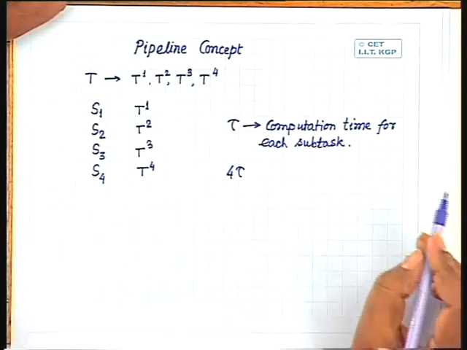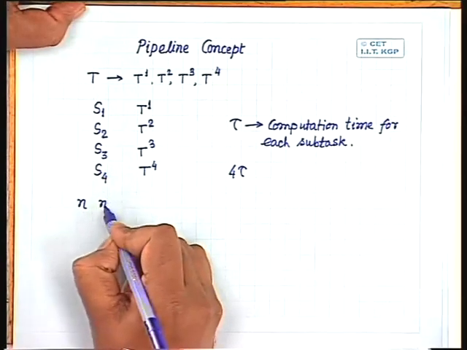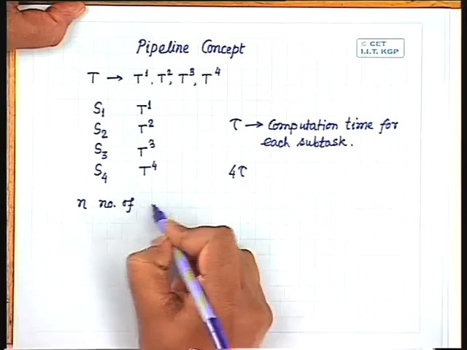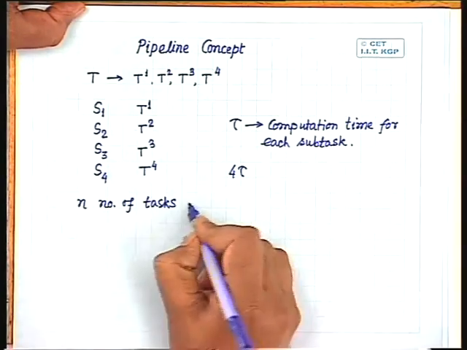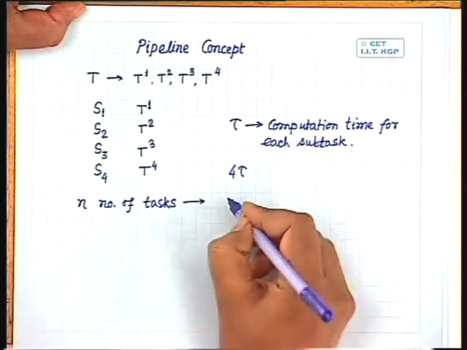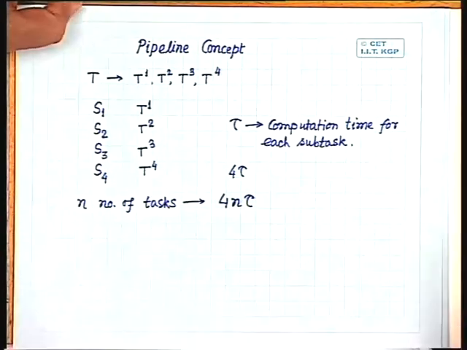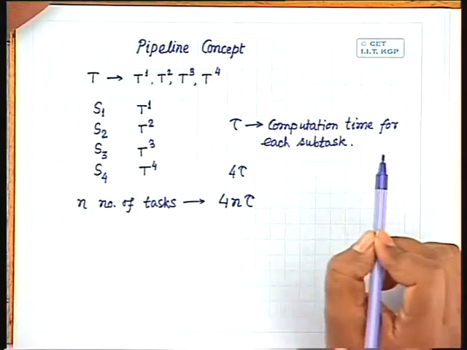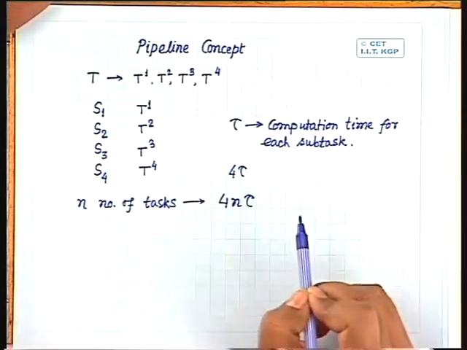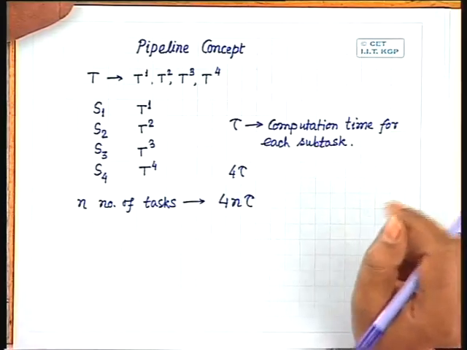Okay? And if I have n number of tasks to be executed by the machine, then the completion time of n number of tasks is 4n tau. This is simple mathematics. Every subtask takes time tau. I have 4 subtasks for every task. So every task will take 4 tau amount of time. For n number of tasks, it will be 4n tau amount of time.